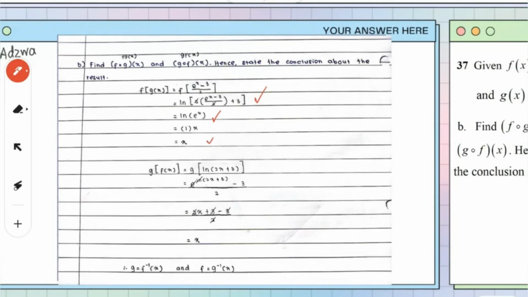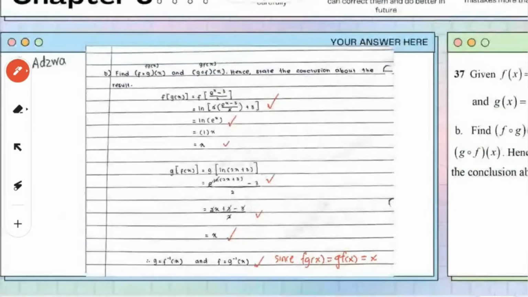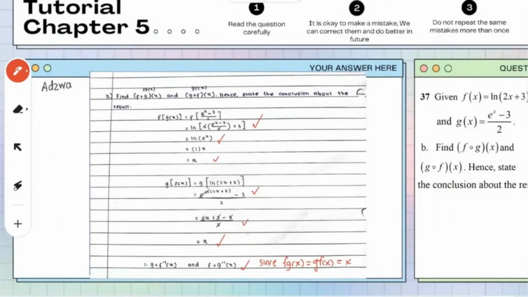And gfx, gantikan ln of 2x plus 3 dalam function. Okay, so this one is correct. Simplify. And finally kita dapat x. So what we can conclude is g is equals to f inverse and f is equals to g inverse. Sebab apa? Since fgx is equals to gfx is equals to x. Sebab both answer tu kita dapat x kan? Okay, so ini Azhar punya jawapan untuk B, tak ada masalah.